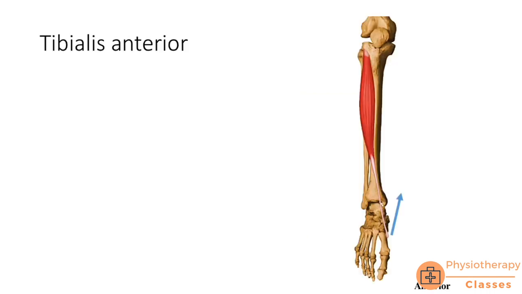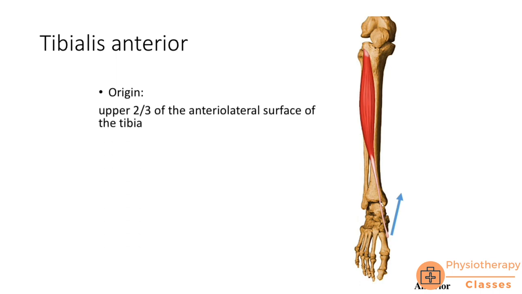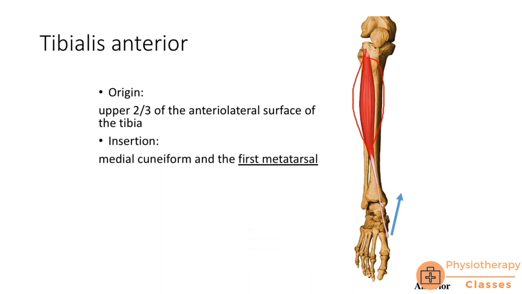The tibialis anterior muscle is the main dorsiflexor of the foot. It originates from the upper two-thirds of the anterolateral surface of the tibia. You can see here the upper two-thirds of the anterolateral surface of the tibia, and you can see its insertion is on the base of the first metatarsal and medial cuneiform. So you can see here the insertion is at the base of the first metatarsal.